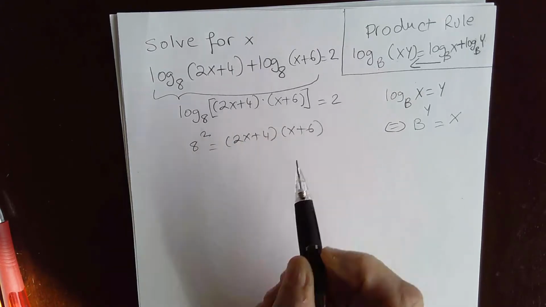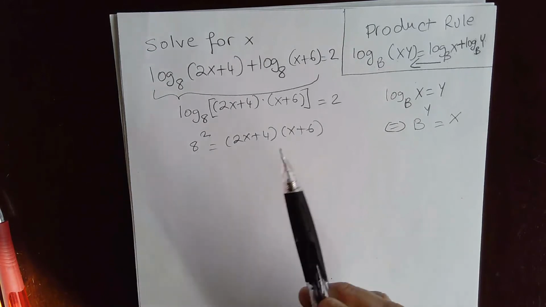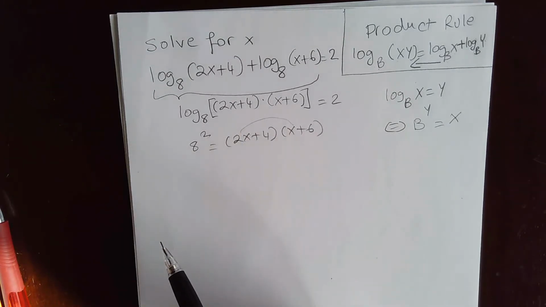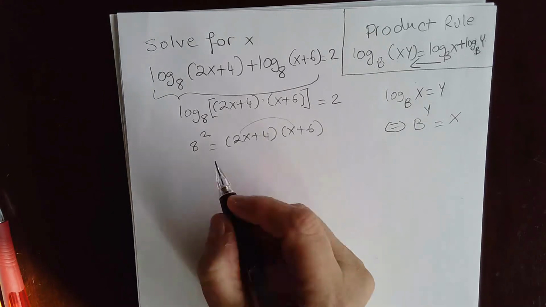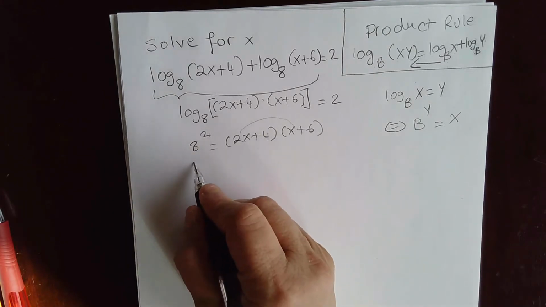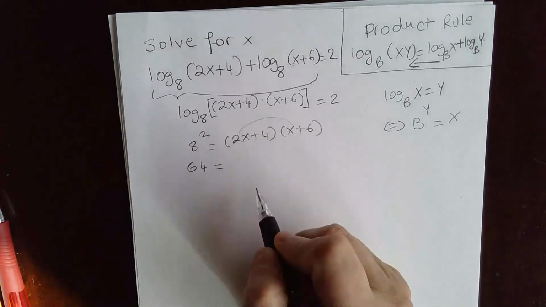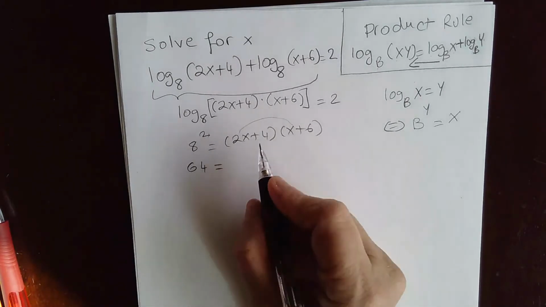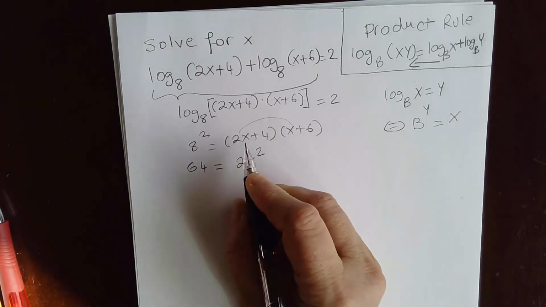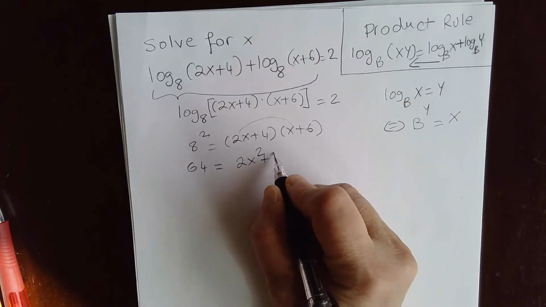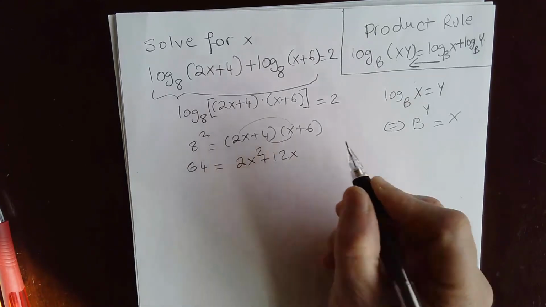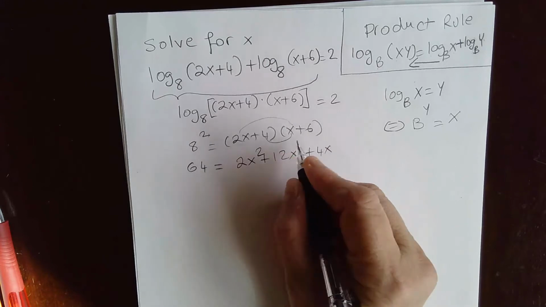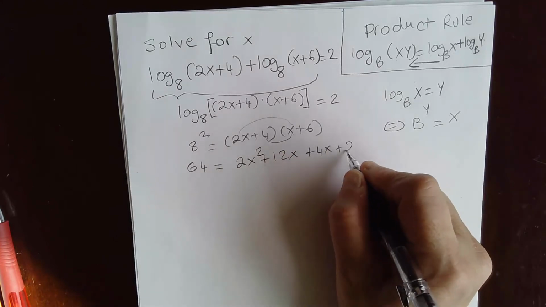Now if you notice, this is a quadratic equation. If you were to distribute here, you're going to get 2x squared. So we're going to solve this quadratic equation. 8 squared, you get 64 equal, and you can go ahead and do 2x times x, that gives us 2x squared. 2x times 6, that's 12x. 4 times x is 4x. 4 times 6 is 24.